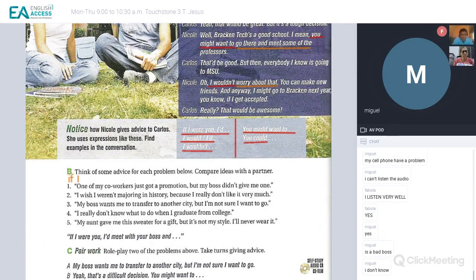If I were you, comma, I, and then what? What would you do? You don't know? Let's just write a simple sentence. Talk to him or her, depending on what the boss is, if it's a woman or a man.